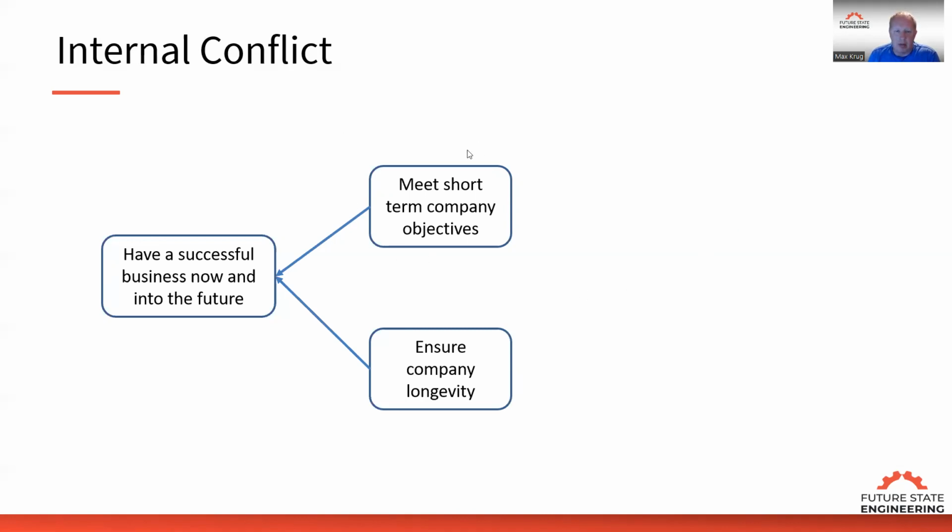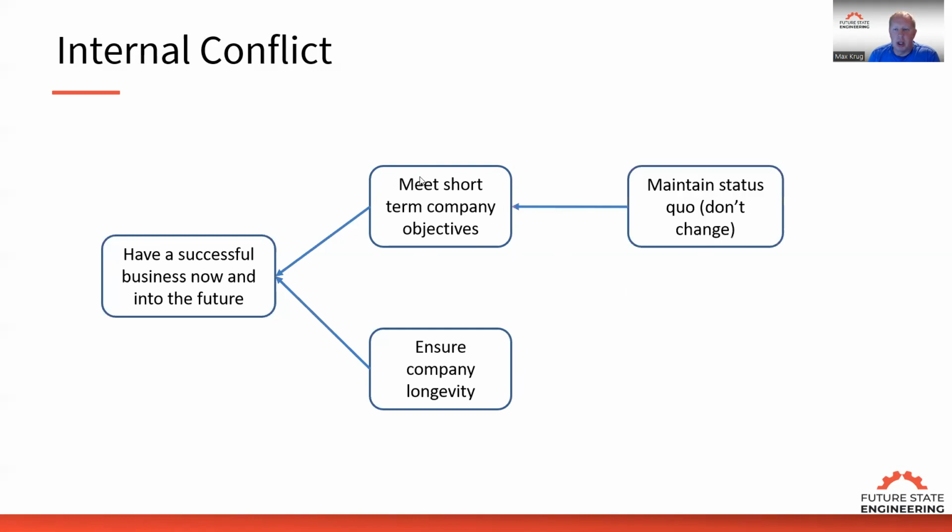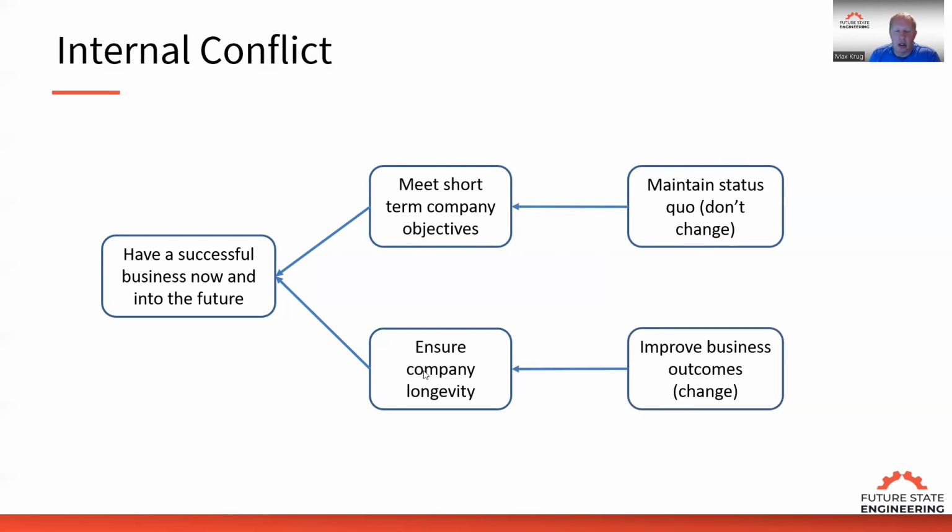Now, on the side of meeting the company's short-term objectives, there was like, okay, things are going okay. Don't upset the apple cart, so let's maintain status quo. So don't change. Let's continue on the path that we're doing because we're able to meet our objectives. Yes, maybe not as best as we can, but we're meeting our objectives. And then second, on ensuring company longevity, we must improve business outcomes. We must change. So you can see these two are in conflict with one another in this company because some people said don't change, some people said change, and there was this conflict.